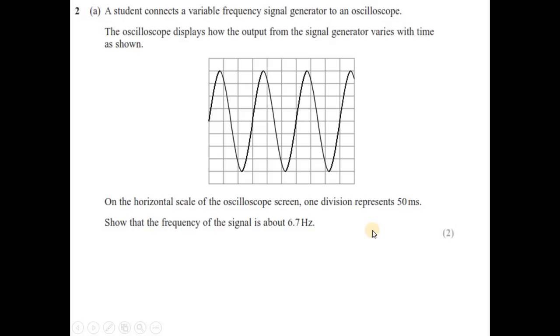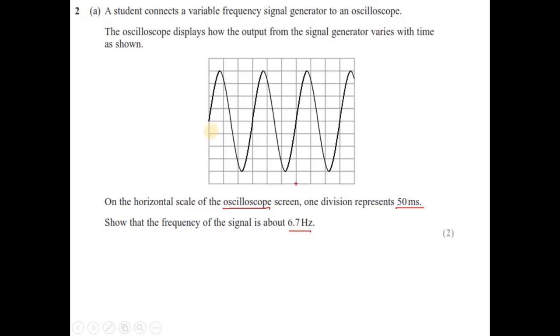Question number 2. A student connects a variable frequency signal generator to an oscilloscope. The oscilloscope displays how the output from the signal generator varies with time as shown. On the horizontal scale of the oscilloscope screen, one division represents 50 millisecond. Remember, it is not meter, it is millisecond. It's a time axis. On an oscilloscope, the horizontal line is always the time axis, so it is 50 millisecond. Show that the frequency of the signal is about 6.7 hertz.